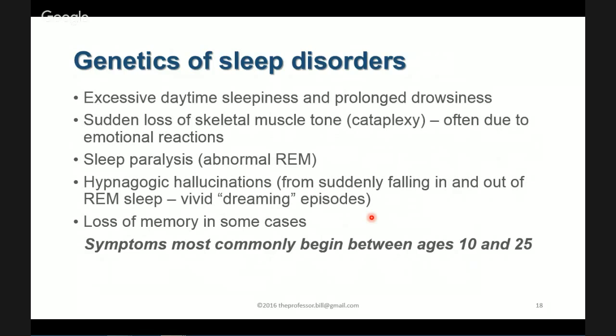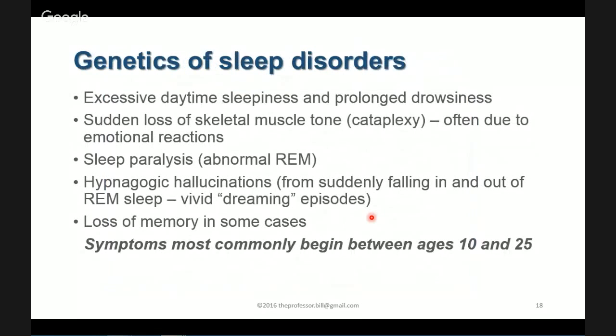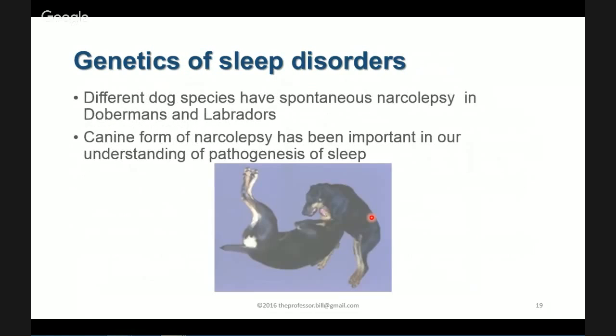If they carry the genetic background for narcolepsy, these individuals will start to begin between the ages of 10 to 25. And again, this is sort of where the entrainment occurs anyways, and it's thought that that is somehow related to when this particular narcolepsy occurs.